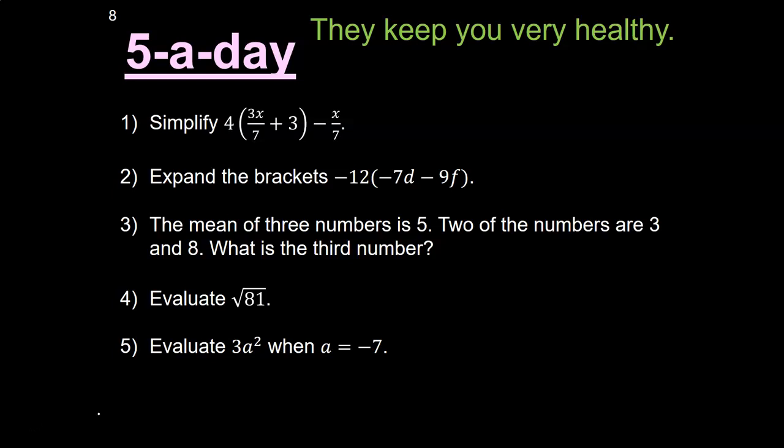So we've got to expand the brackets first. So we do 4 times 3x over 7. Remember this is like 4 over 1. So that gives us 12x over 7. We also need to do 4 times 3. We don't need to bother about the over 1 part here. And then outside of the bracket, so we're not multiplying this by 4, we subtract x over 7.